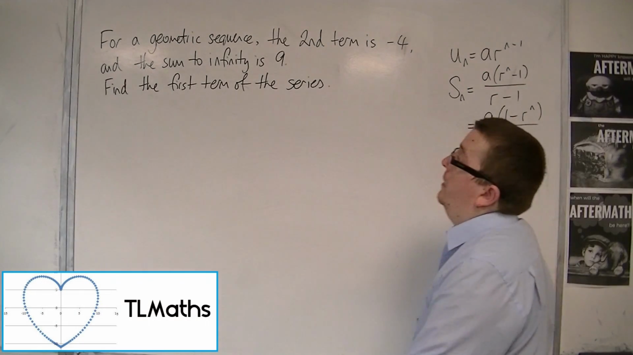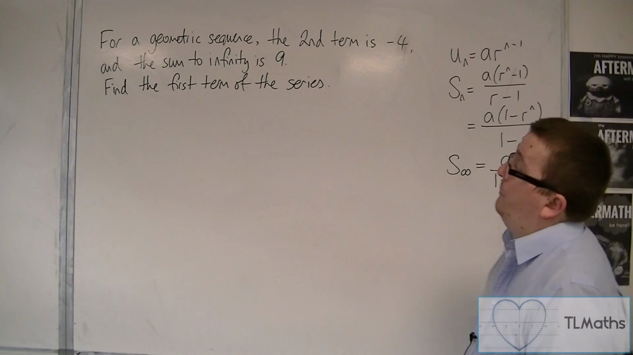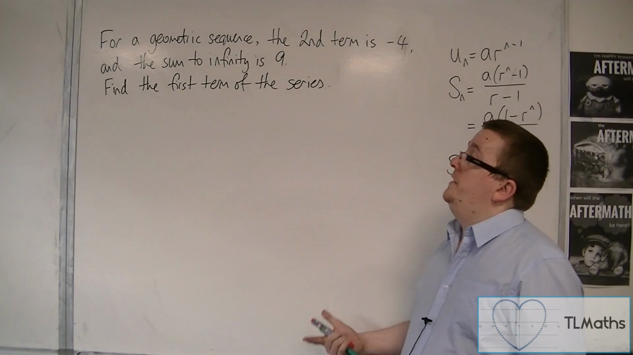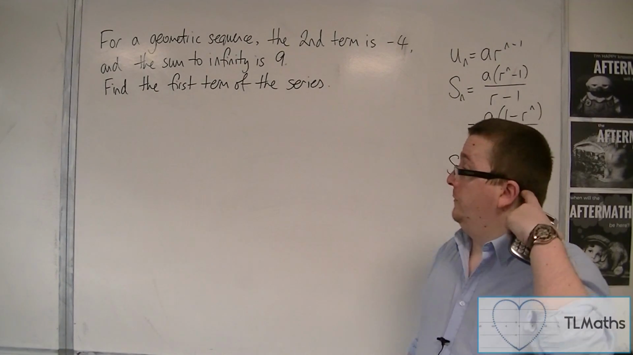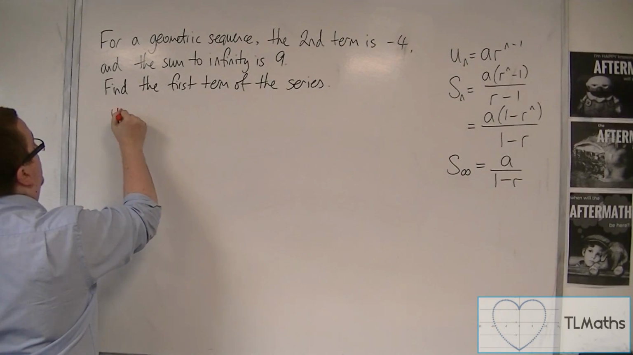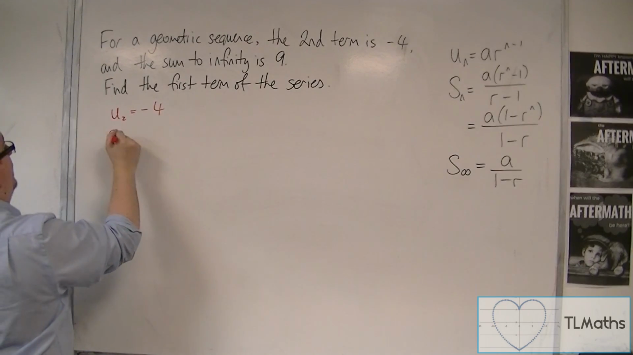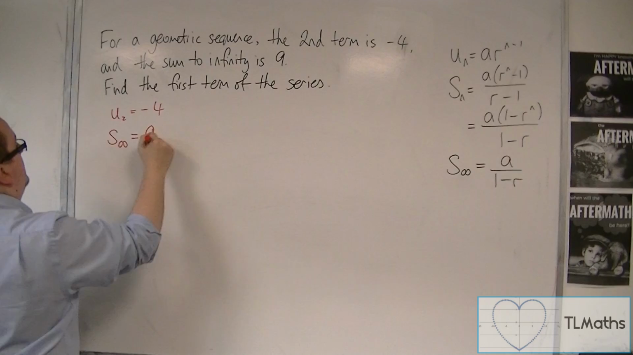So in this problem, we have a geometric sequence. The second term is -4 and the sum to infinity is 9. Find the first term of the series. So the first bit of information I'm given is that u2, the second term, is -4. And the second bit of information is that the sum to infinity is 9.